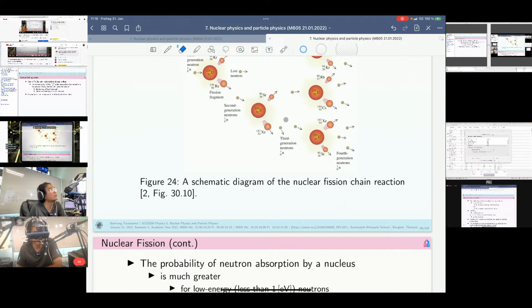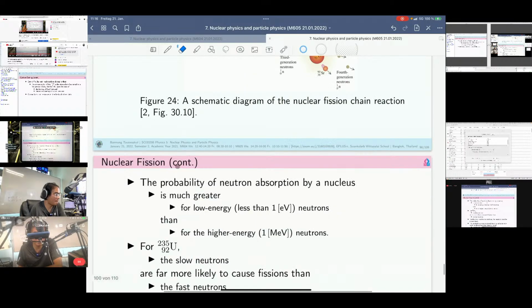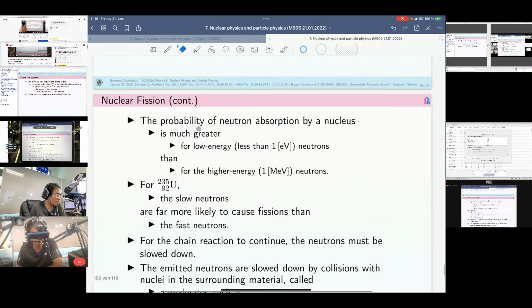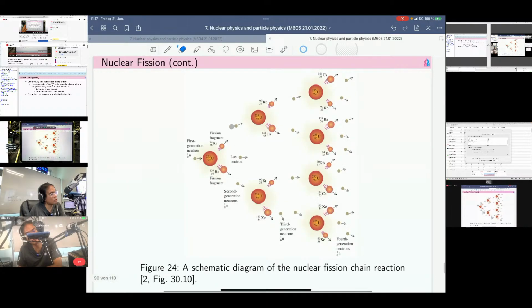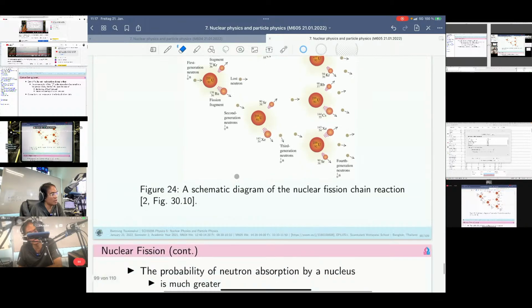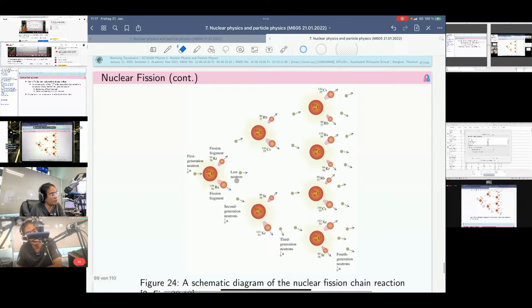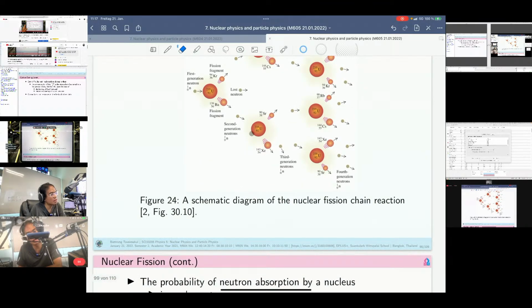Yes, the property of neutron absorption by a nucleus is much greater for low energy. Your neutron should not have too high a speed. If the speed of the neutron is too great, they are not going to hit. They are not going to be useful to the next uranium.